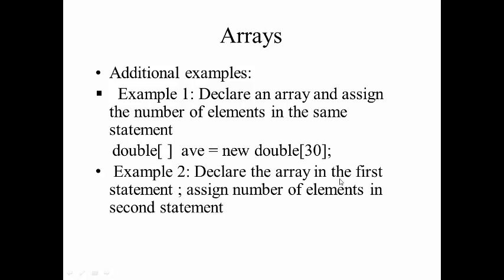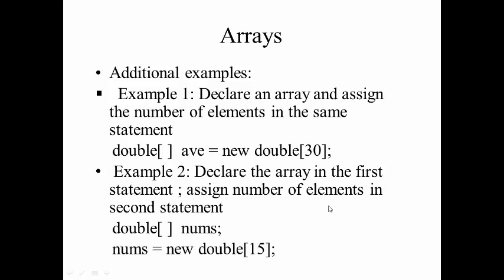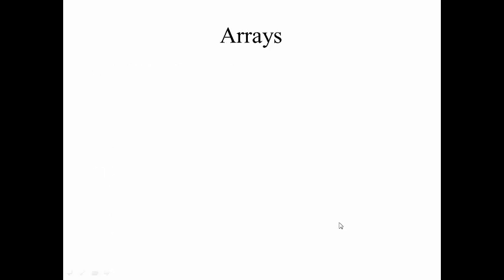Another way to declare arrays is to do it in two separate statements. Your first statement is where you declare your array and its name, and then the second statement is where you allocate the memory for it, as shown in this example. double[] nums equals new double[15]. So 15 would be the maximum number of values you could put in that array.